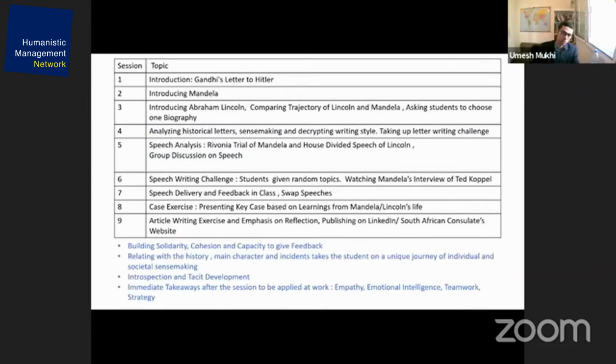Something which is extremely important in executive education is the immediate takeaways. When you go through an autobiography or look at certain cases or incidents on how those leaders were able to tackle that, it stimulates immediate feedback on how you want to deal with the situation you are facing in your personal or professional life.